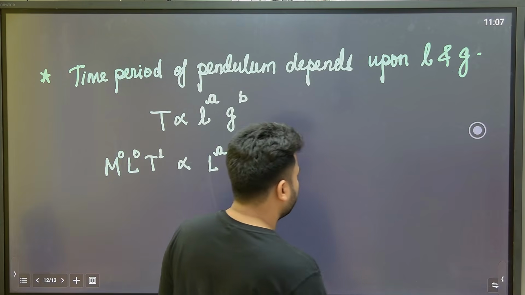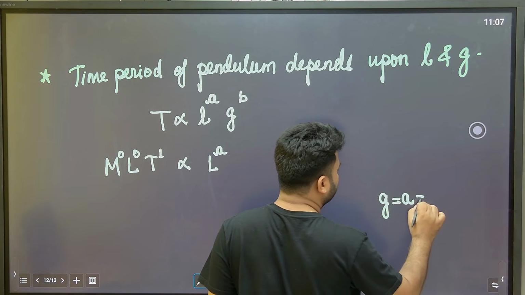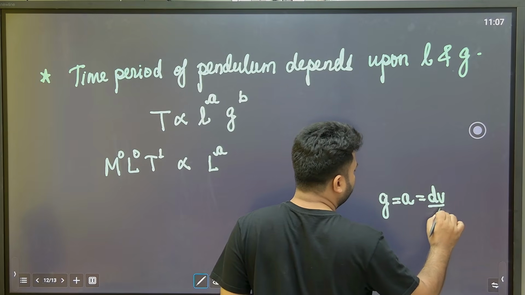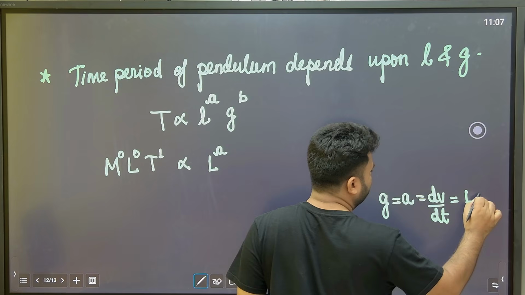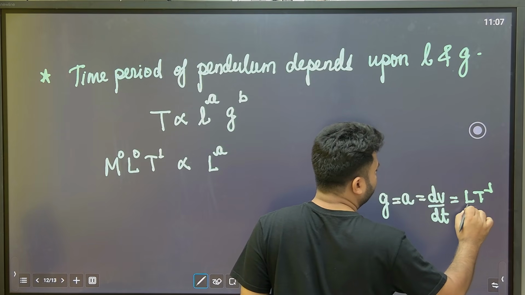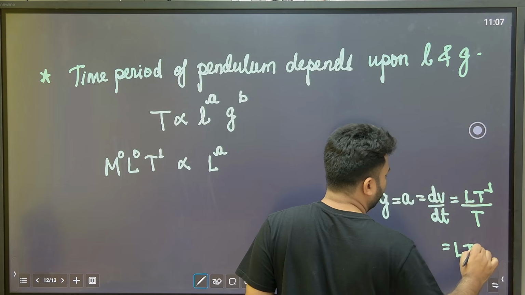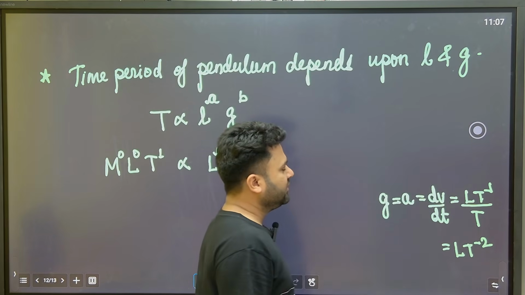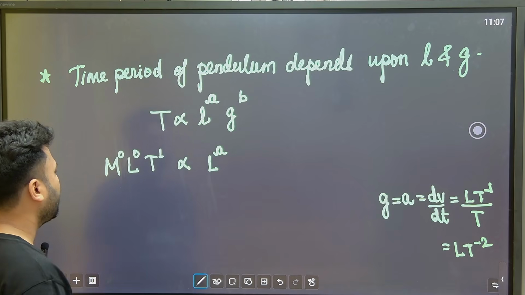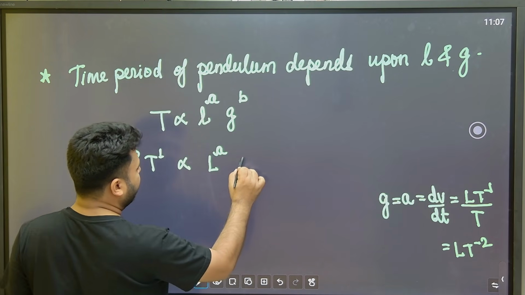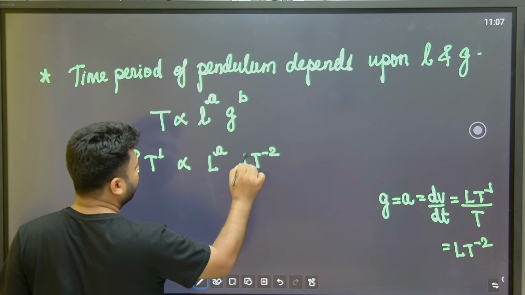What is g? g is acceleration due to gravity. g is nothing but acceleration. Acceleration is what? dv by dt. What is dv by dt? Meter per second, divided by time, means length T to the power minus 2. This will be the dimension of gravity. So the dimension of gravity I will write L T to the power minus 2.